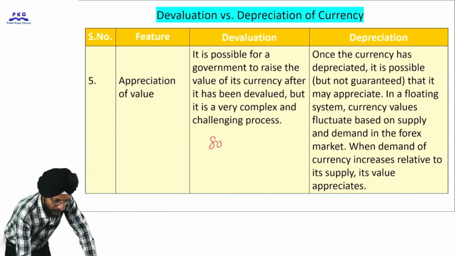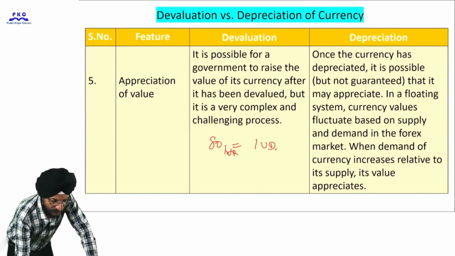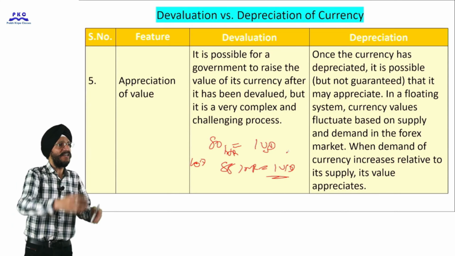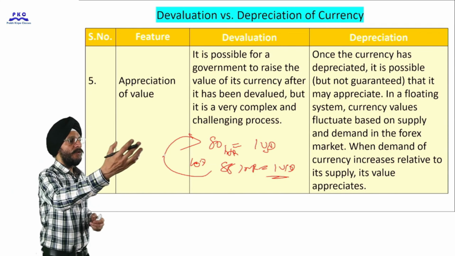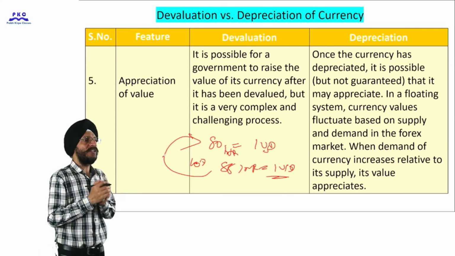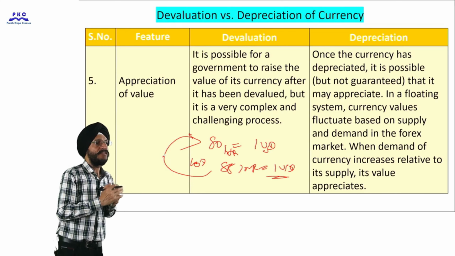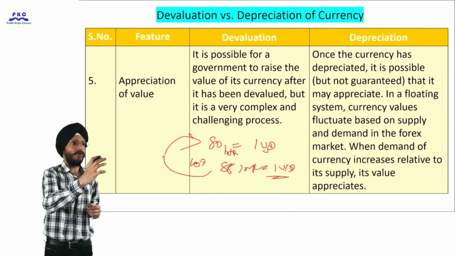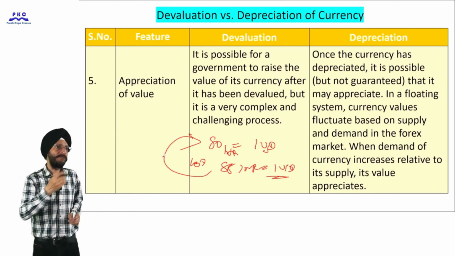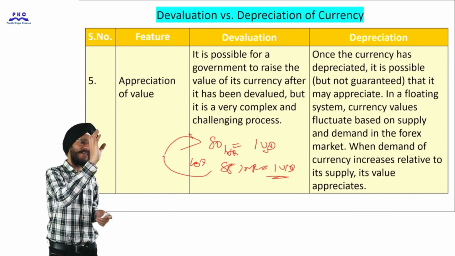That is, if today 80 Indian rupees are equal to 1 US dollar, and there was a 10% reduction and 88 Indian rupees became equal to 1 US dollar. But after some months, the government decides to reinstate that original position. It wants to increase the value to 80 Indian rupees equal to 1 US dollar. It may not be as simple. It is not possible to increase the value of the currency in one shot. To devalue is simple. To increase the value is not as simple. It is a challenging process.